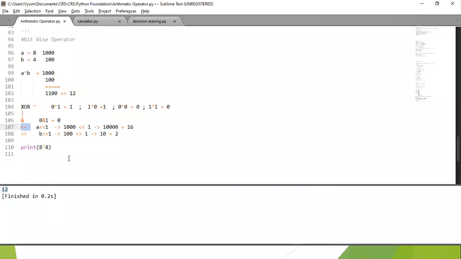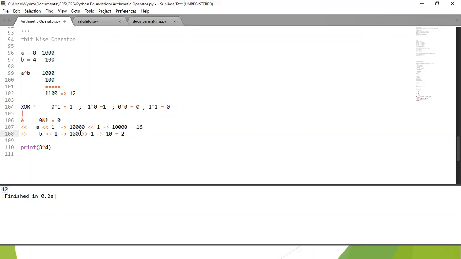Basically, what that means is you have this binary representation of A, and if you want to shift it by one value, you shift it and add 0 at the end, and you will realize it becomes 16. So your 8 became 16 when you do a left shift by a value of 1. So this is how your operator will look. This is your left shift operator. You do left shift and the value becomes 16.